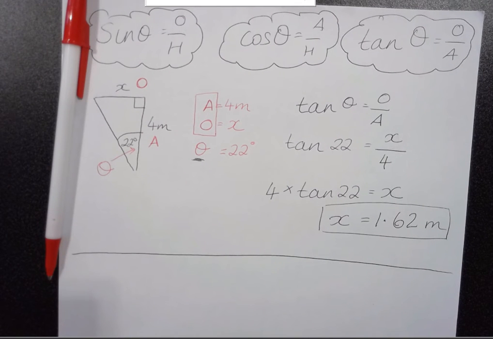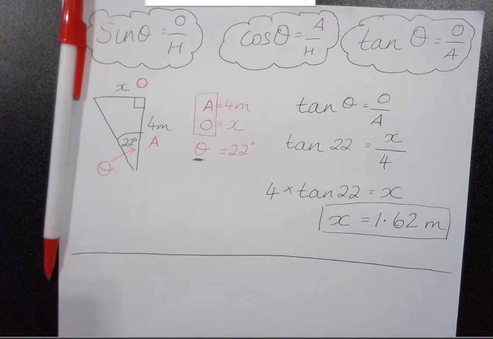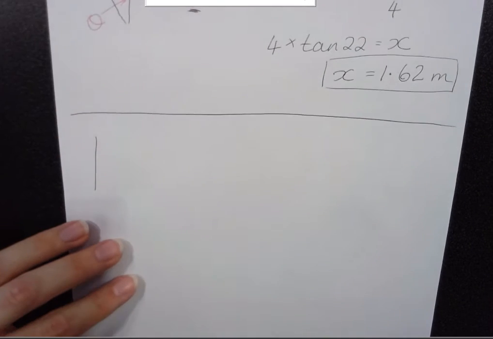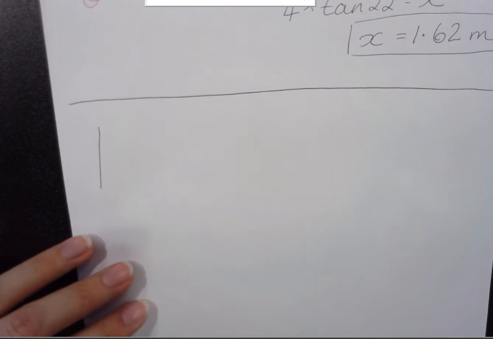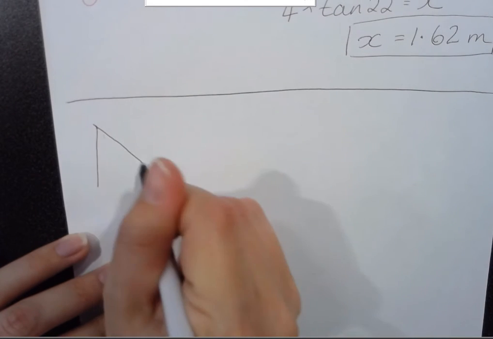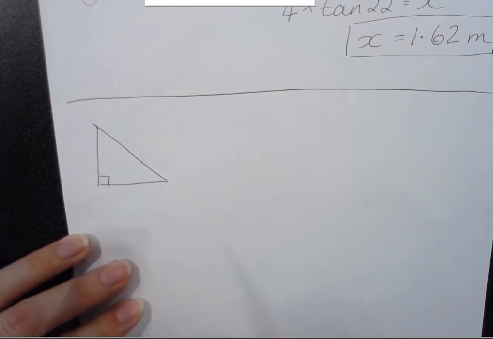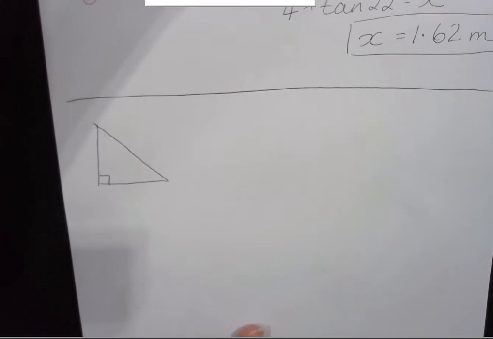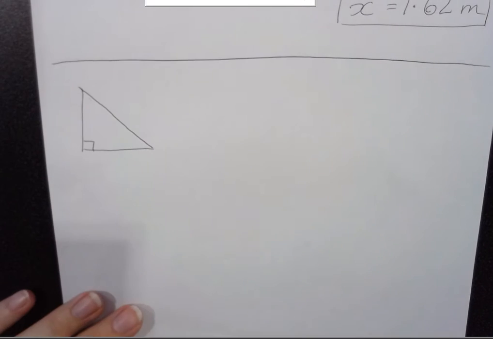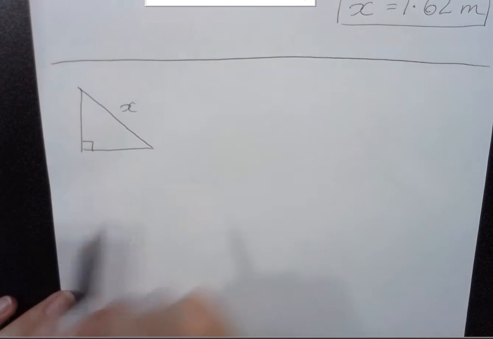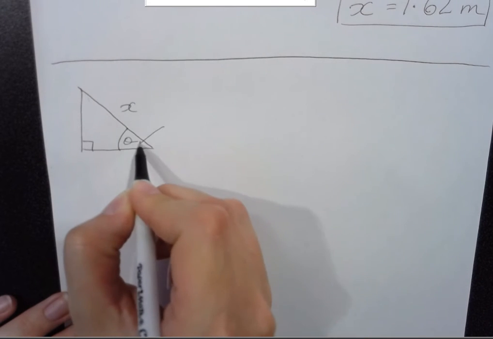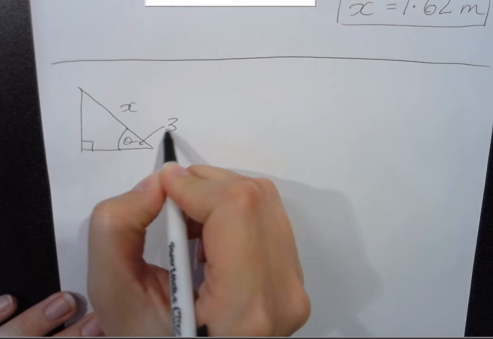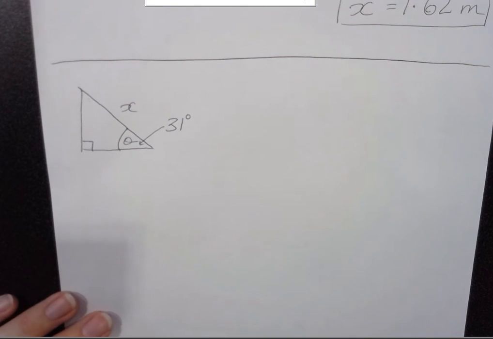So we'll just move the paper so you can see. Sorry, there we go. So here is our triangle, remembering it's always going to be a right angle. And let's go with this. Our unknown side is here. Our angle is this one, remembering that that is theta. This one's going to be 31 degrees today. And this side is going to be 11 meters.